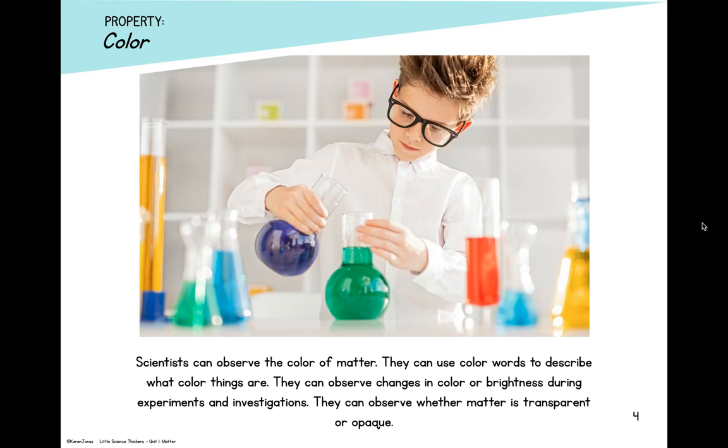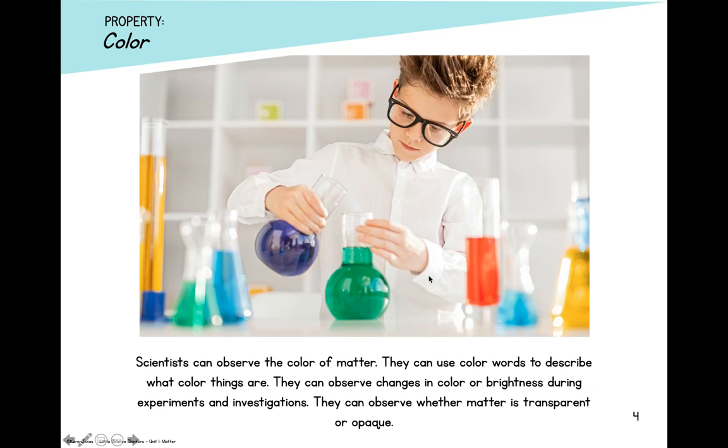So scientists can observe the color of matter. They can use color words to describe what color things are. They can observe changes in color or brightness during an experiment or an investigation. They can observe whether matter is transparent, meaning you can see through it, or opaque, meaning that you cannot see through it. Okay, so your window is transparent. Okay, my table, your wall, opaque. You cannot see through it.